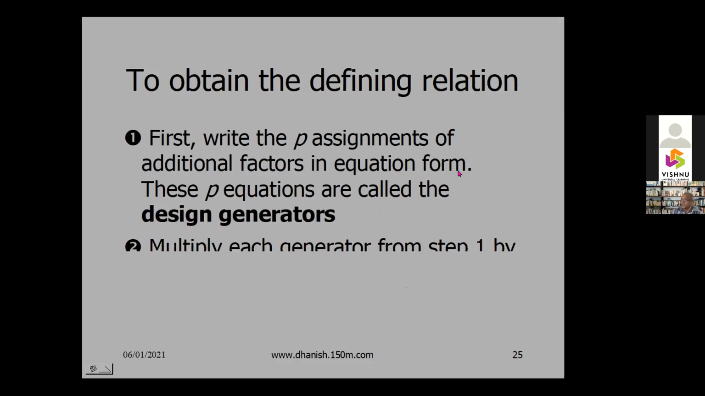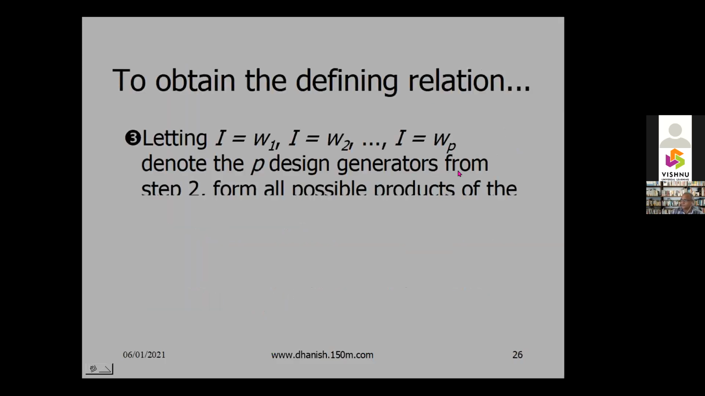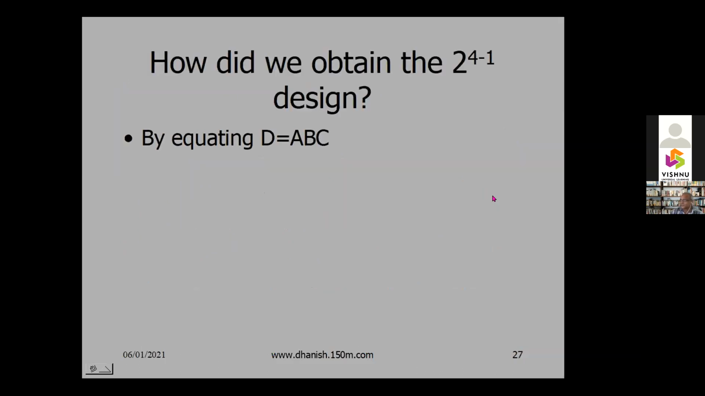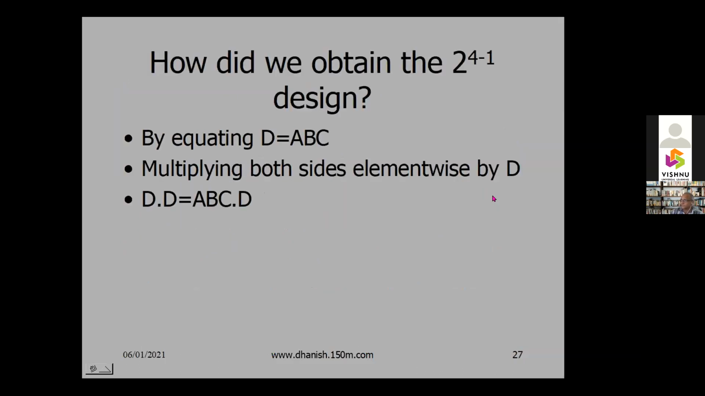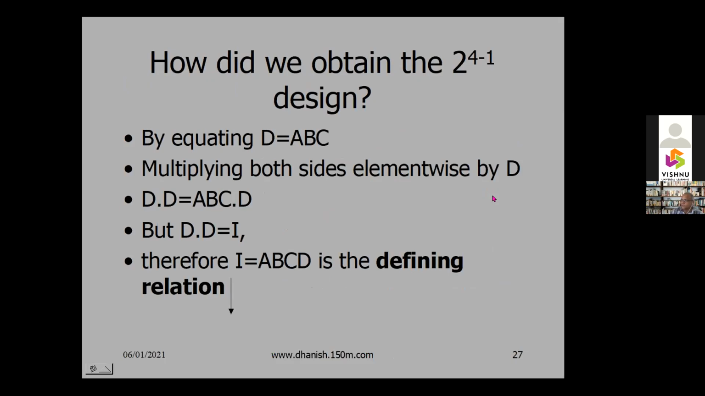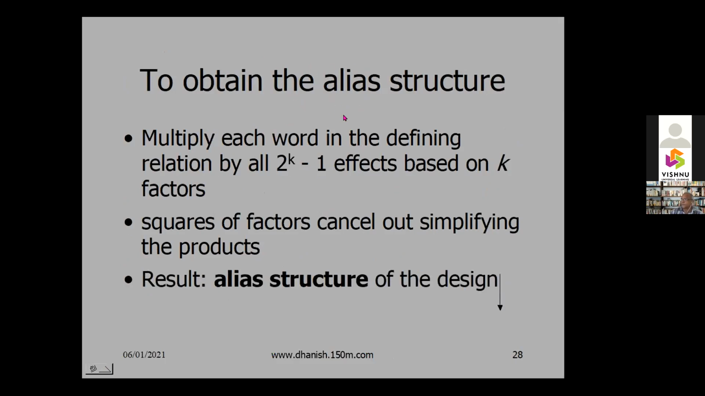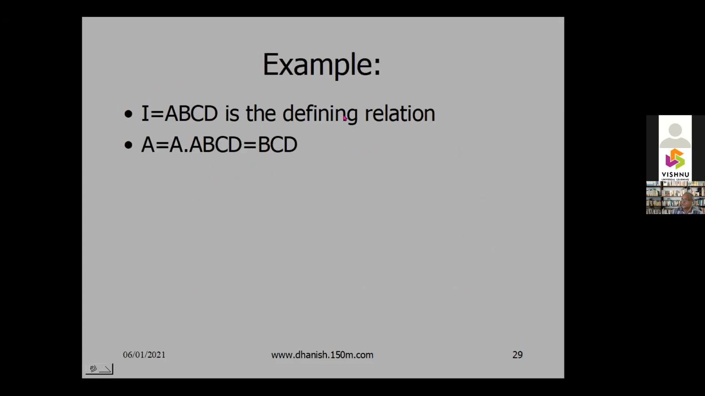So finally, these steps I'll skip. How we get this, those who are interested can read the books for that. Finally, from the table or from the software, we get what is called the alias structure. So the final alias structure is like this.